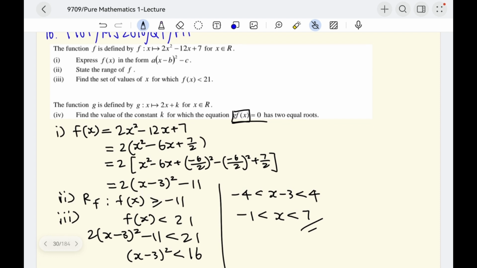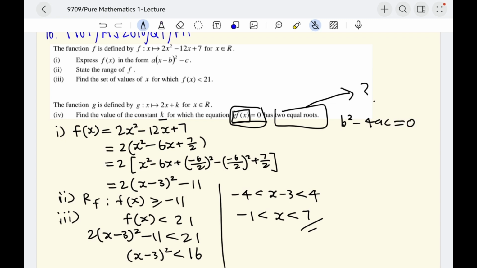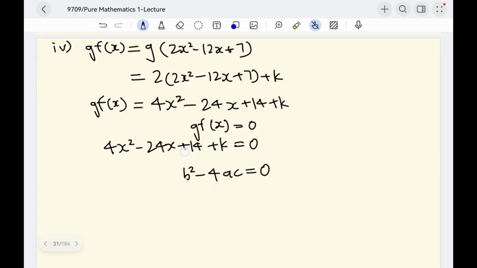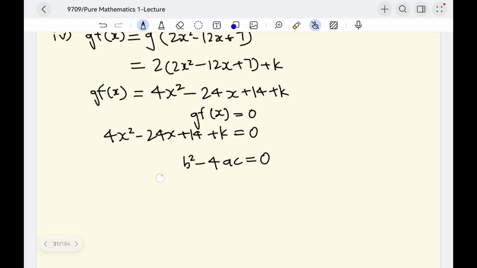Hence find the constant k for which this equation has two equal roots. What does it mean? It means that its discriminant equals 0. Since when you compose g with f, you will still get a quadratic function, identify your a, b, c, and then equate the discriminant to 0. All right.